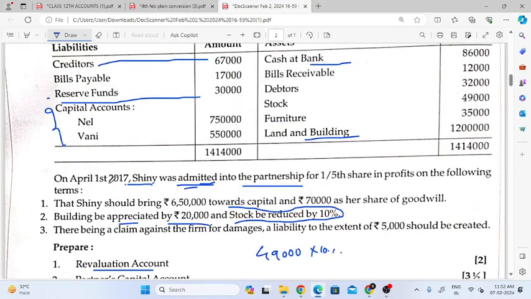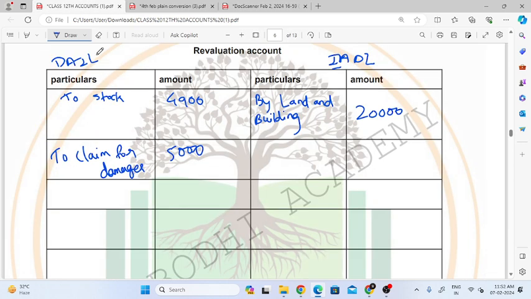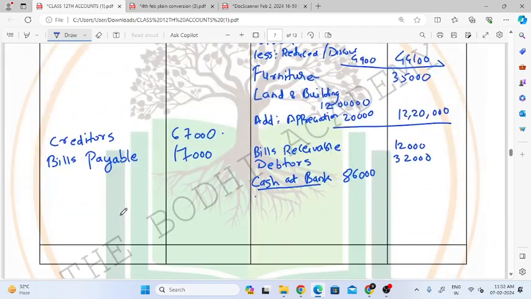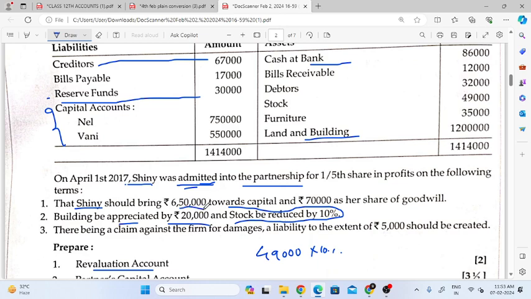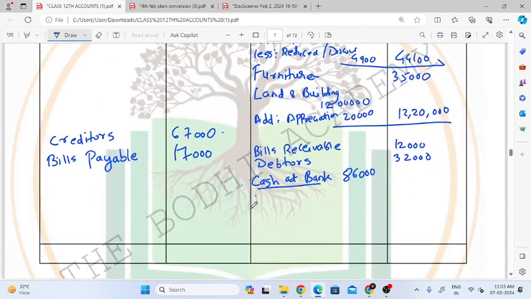Then on 1st April 2017, Shiny was admitted into the partnership, right? So Shiny should bring 6,50,000 towards capital and 70,000 as a share of goodwill. So how are we going to do this? So the first step is, this is capital, 6,50,000. So capital we are going to add to the cash at bank, 6,50,000.